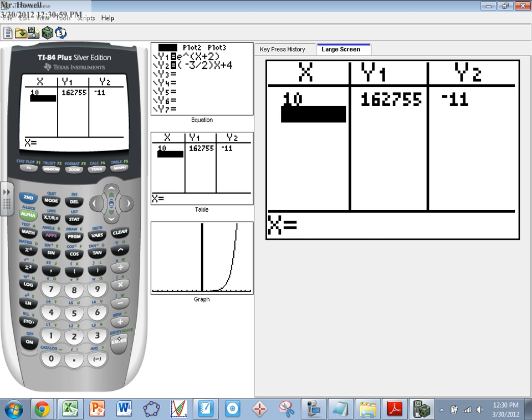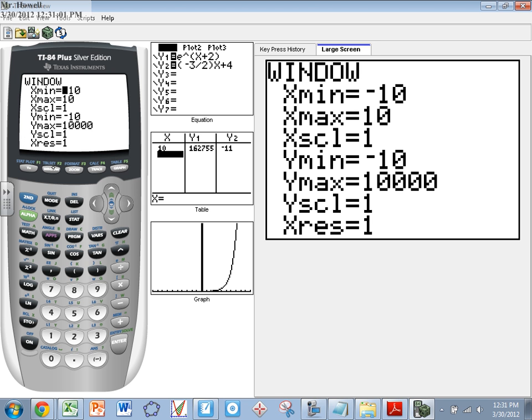Let's go to our window. Our x min, we'll change that to 0 again, because we don't care about anything else. Our y min is negative, we said 12. And our y max, 165,000.